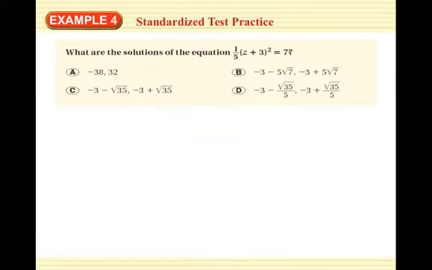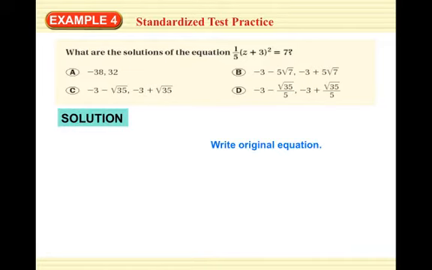All right, let's look at a multiple choice problem. What are the solutions of the equation 1/5 times z plus 3 quantity squared equals 7? Okay, so we want to get to the z. That's our whole goal. So let's write down the original equation. 1/5 times z plus 3 squared equals 7.